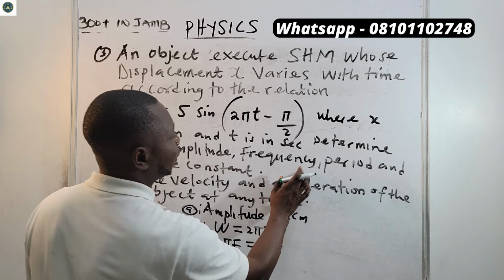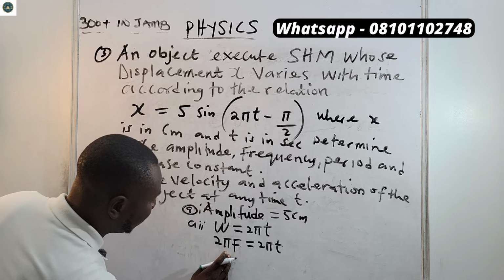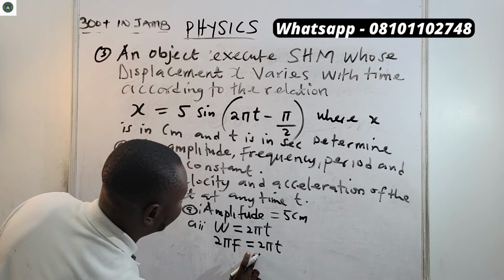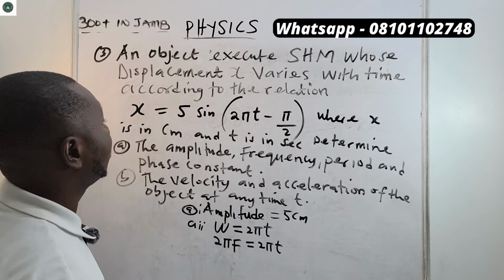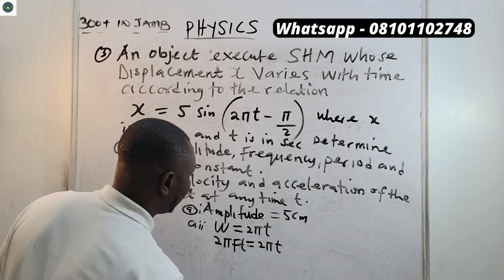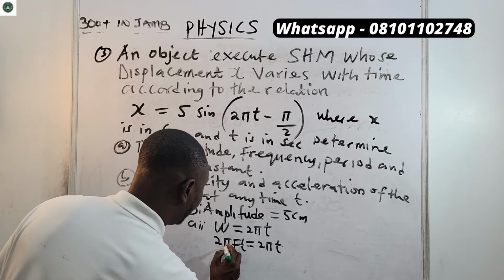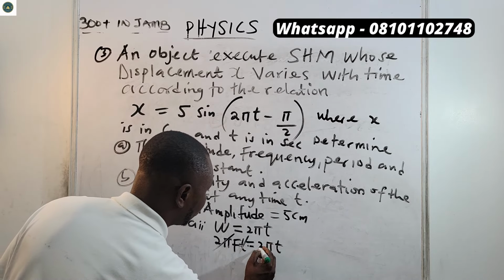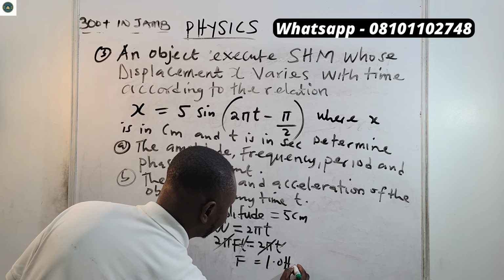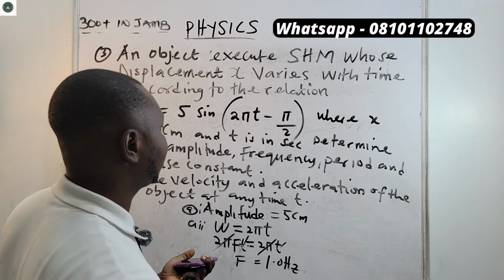The amplitude, the frequency, the period, and the phase constant. So we have 2 pi f equals 2 pi t. So definitely the 2 pi cancels, and our f is 1.0 Hz. So the frequency is 1.0 Hz.